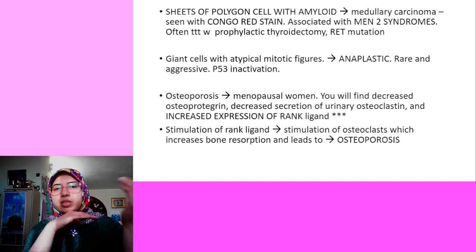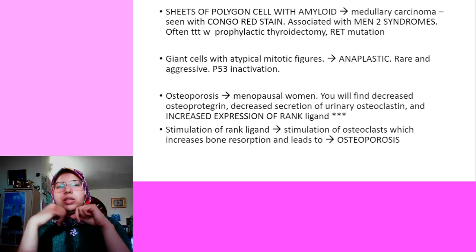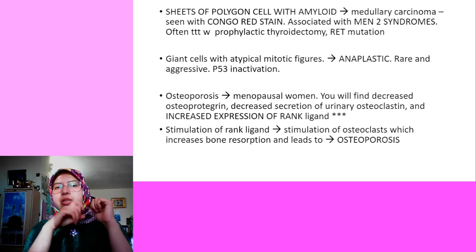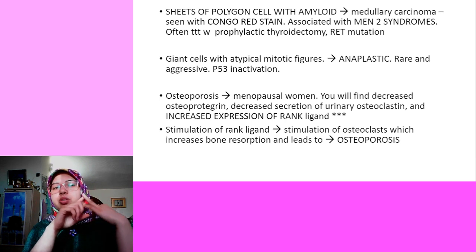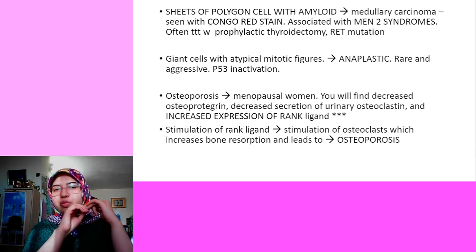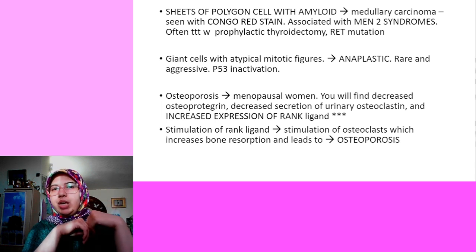Sheets of polygonal cells with amyloid. That is medullary carcinoma. Medullary carcinoma stains with Congo red, associated with MEN syndromes. Often it is treated with prophylactic thyroidectomy in these patients. Giant cells with atypical mitotic figures, remember, anaplastic, rare, aggressive, old, P53 inactivation.